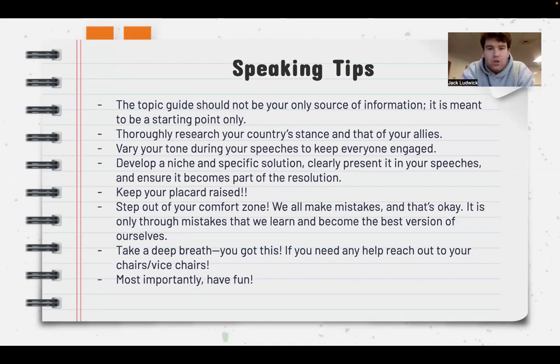Again, thoroughly research your country's stance and that of your allies, making sure you know what your position is and what you believe. That's kind of what you did through your position paper. But it also really pays off to do that for your allies as well. Know what they believe. Maybe know what your enemies believe. Knowing what other people around you believe in their positions can really help you when it comes time to form blocs and speak.